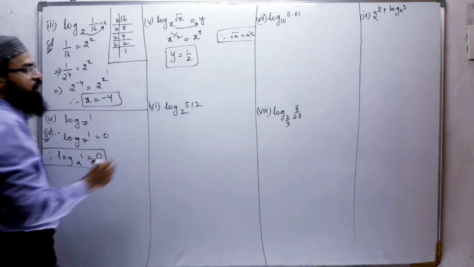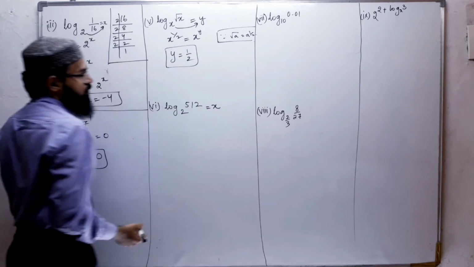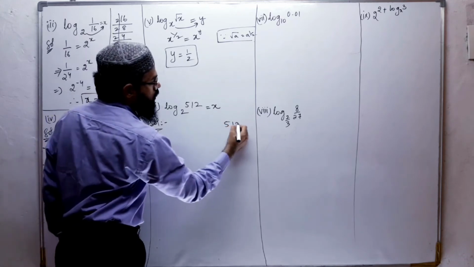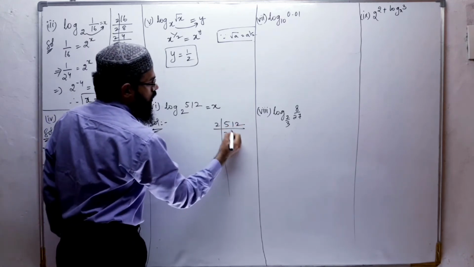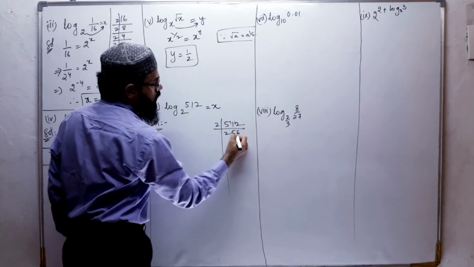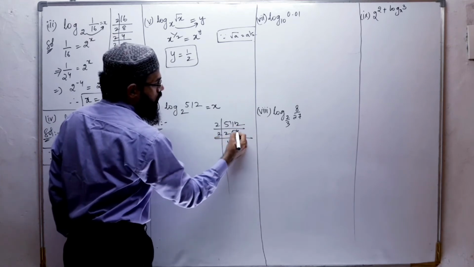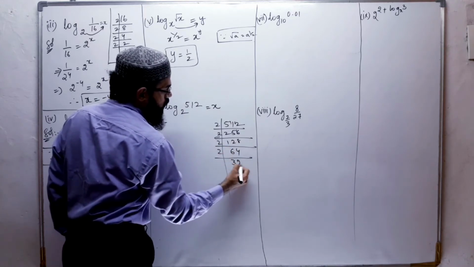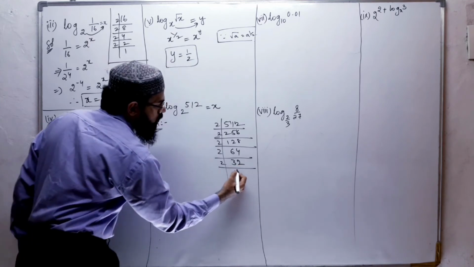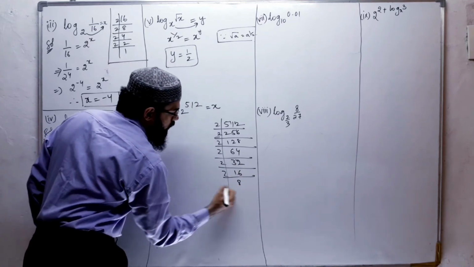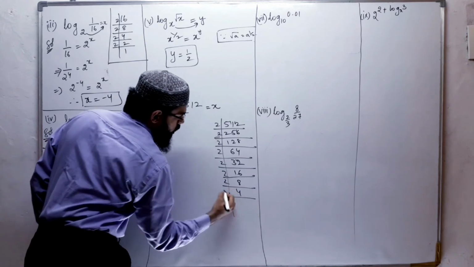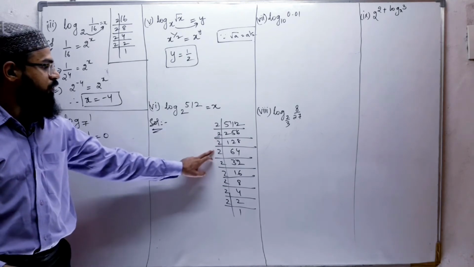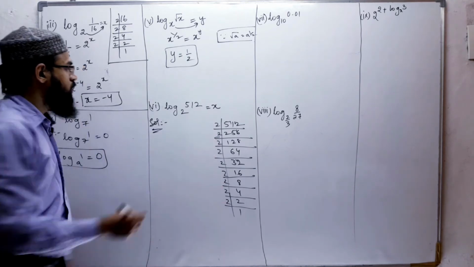Next is log 512 base 2. We don't know the value, let it be x. Let us take out the factors of 512. 2 2s are 4, 2 5s are 10, 2 6s are 12, 2 1s are 2, 2 2s are 4, 2 8s are 16, 2 6s are 12, 2 4s are 8, 2 3s are 6, 2 2s are 4, 2 1s are 2. So how many 2s are there? 1 2 3 4 5 6 7 8 9. So 9 2s are there.